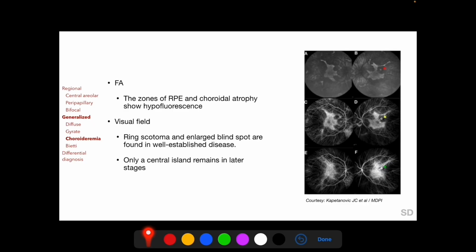Fluorescein angiography shows hypofluorescence in the zones of RPE and choroidal atrophy as seen here in these two fluorescein angiograms, with these being the corresponding fundus autofluorescence images and these being the corresponding ICG angiograms. Visual field testing shows ring scotoma and enlarged blind spot in well-established disease because of involvement of mid-peripheral and peripapillary retina respectively, and only a central island remains in later stages of the disease.